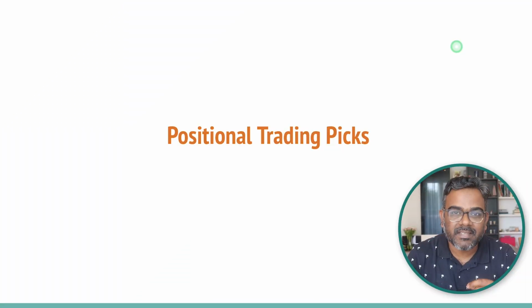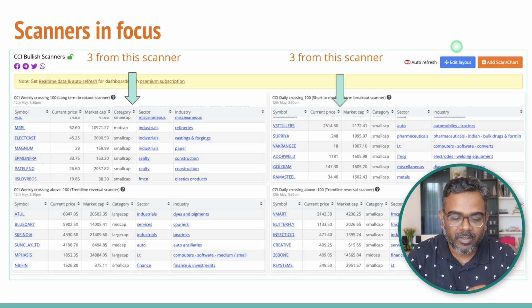So first, I'm going to discuss the scanner from where I'm picking the stocks. This is the scanner I always use. It doesn't matter if you have any other scanners. If you really want to get started, this probably is the place to start for you. Here in this scanner, I have four different scanners in this dashboard. The top two scanners are weekly. One is a weekly breakout scanner, and this is a daily breakout scanner.